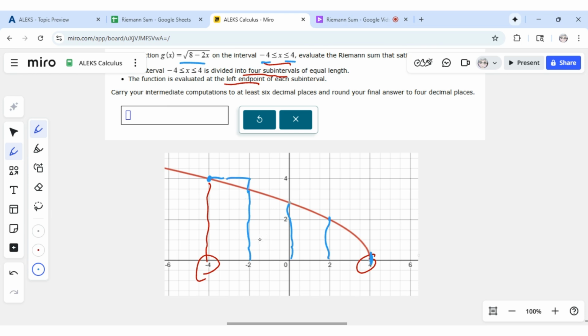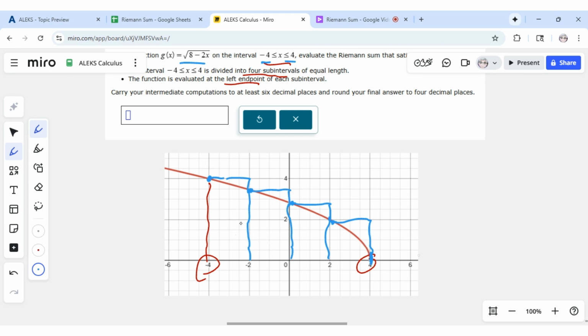So our first endpoint here, the left endpoint, is the one that's going to make the rectangle. So our first rectangle looks like that. Our second rectangle looks like that. Our third looks like that. And our fourth looks like that. So you can see in this case, a left endpoint evaluation is going to overestimate the area under here, but that's okay. If we did the right endpoint, it would underestimate it. And so if you do both, you can know that the area is somewhere in between those.